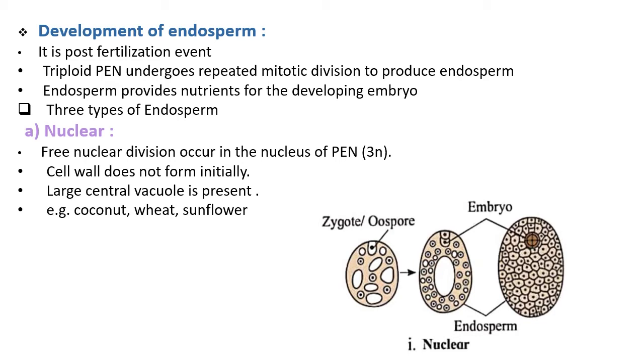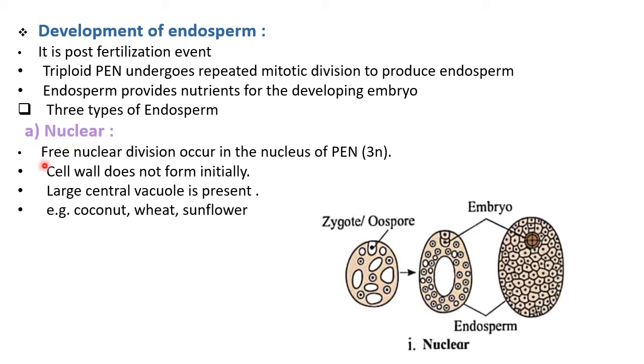The triploid primary endosperm nucleus undergoes repeated mitotic divisions to produce an endosperm inside the embryo sac. Endosperm is a nutritive tissue which provides nutrients for the developing embryo. The other cells of the embryo sac get disorganized or degenerated. Depending on the mode of development, there are three types of endosperm. The first one is nuclear endosperm.